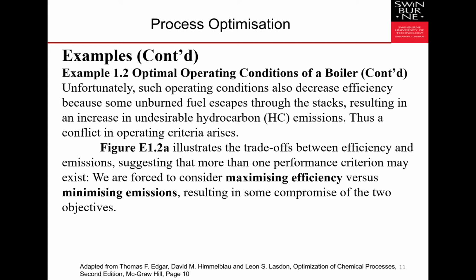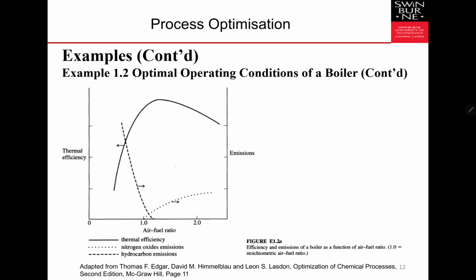However, these two are opposing conditions because the operating condition decreases efficiency, since some unburned fuel may escape through the stacks, resulting in an increase in undesirable hydrocarbon emission. Therefore, we have a conflict in operating criteria. Okay, as we will show in the next slide, there will be a trade-off between the efficiency and the emissions, which suggests that more than one performance criterion may exist. So therefore, we are forced to consider maximizing efficiency versus minimizing emission, resulting in some compromise of the two objectives.